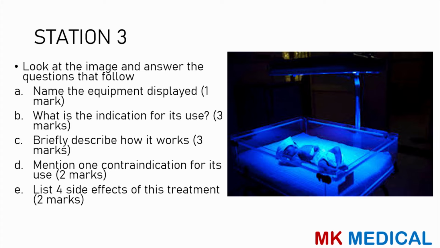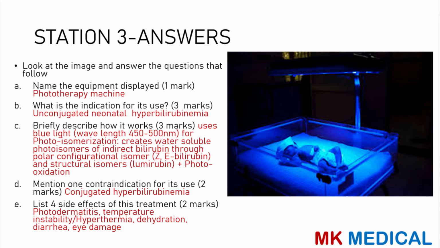So here comes the answer. Station 3 answer. So this child is under a phototherapy machine, and obviously this is done for children that mainly have unconjugated neonatal hyperbilirubinemia or unconjugated neonatal jaundice. Briefly describe how it works. So remember that this is going to be using blue light, which has a wavelength of 450 to 500 nanometers. Some books use a threshold of 420.